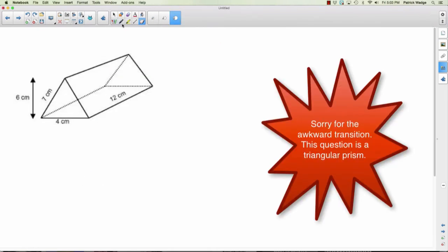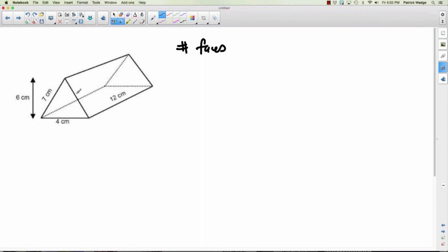So the first thing we need to figure out is, how many faces does this have? This is all lagging. We have the bottom face. We have two rectangles beside it, one here and one there, and then the two triangles. So 1, 2, 3, 4, 5. There's 5 faces. Now, are any of them the same as each other? Obviously the two triangles. So we have the same two triangles.